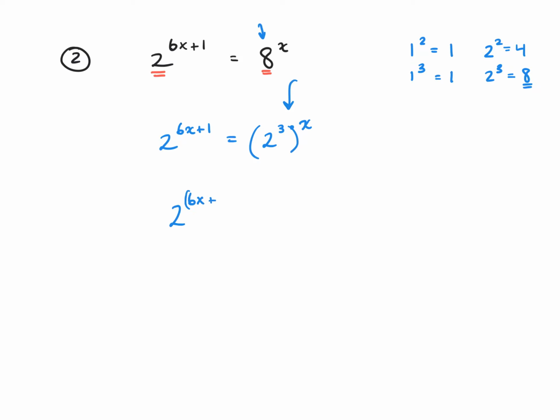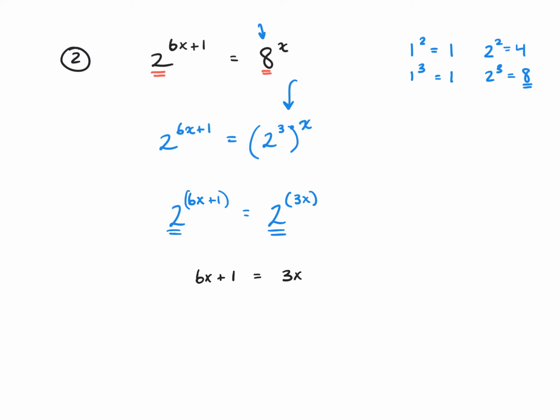The quantity of 6x plus 1 is now equal to 2 raised to the quantity of 3x. Okay? So now what I've got going on here is that rule. My bases are the same. If my bases are the same, what must be true is their exponents must be equal. So 6x plus 1 must equal whatever 3x is if I'm going to claim that the exponentials are equal.